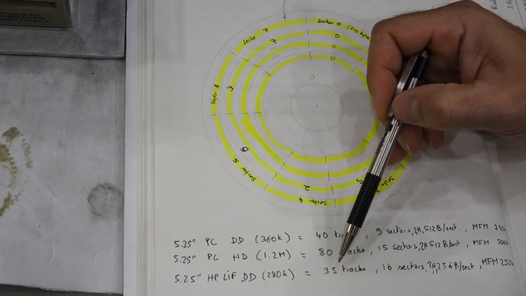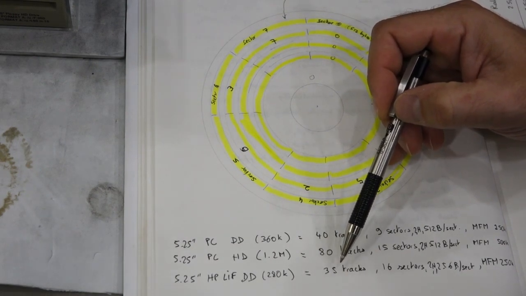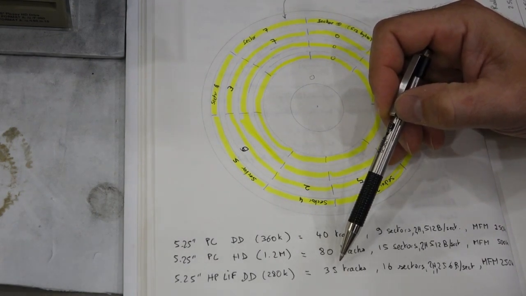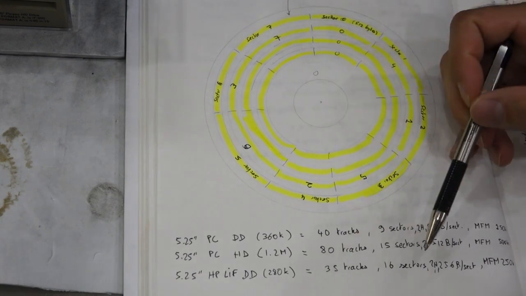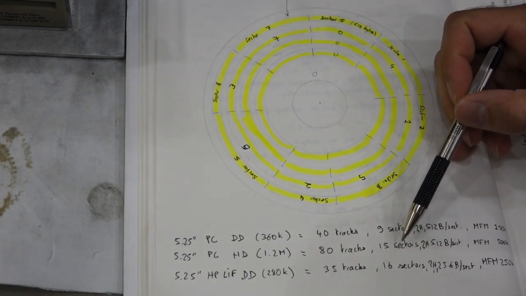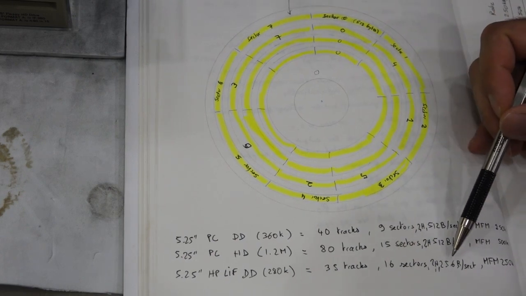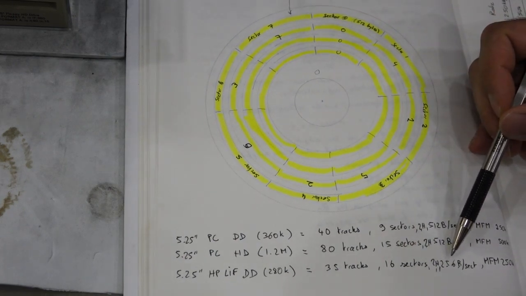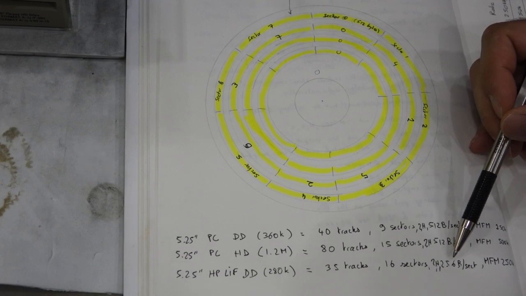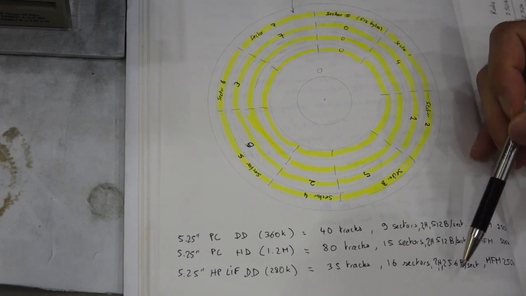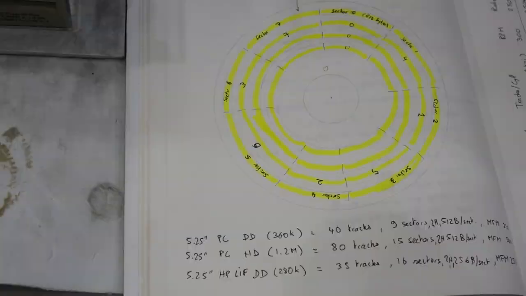It uses only 35 out of the 40 tracks. And this I can't figure out why, probably to have spare tracks somewhere. It doesn't use the same number of sectors as a PC, it's 16 sectors. And it doesn't use the same number of bytes per sector, it's only 256 bytes. So it has double the sectors, but half the bytes per sector.